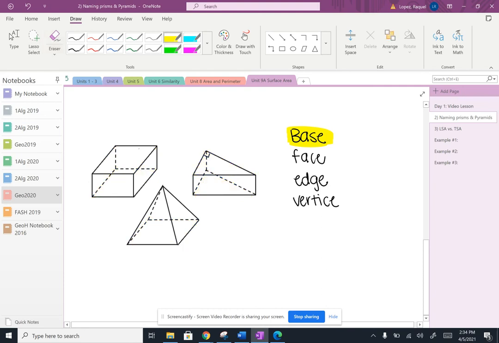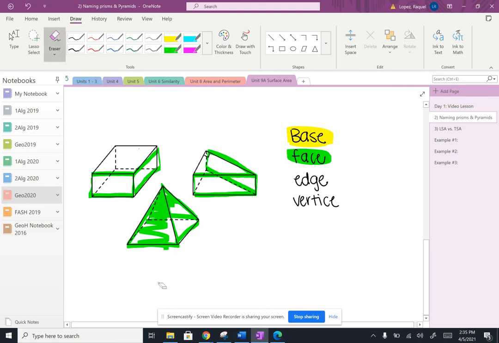Now your faces are all going to be congruent to each other. So in a pyramid, your faces are actually made up of triangles. So all of these sides that I'm highlighting here. In a prism, your faces are rectangles. Those are the shapes that I'm highlighting here. And I'm choosing to go all the way around here so that you guys can see. So those are your faces.